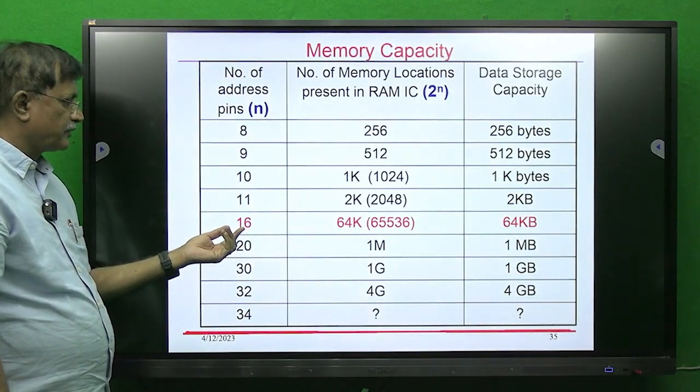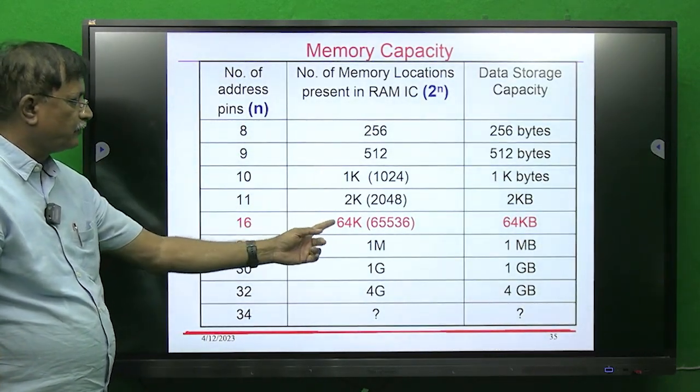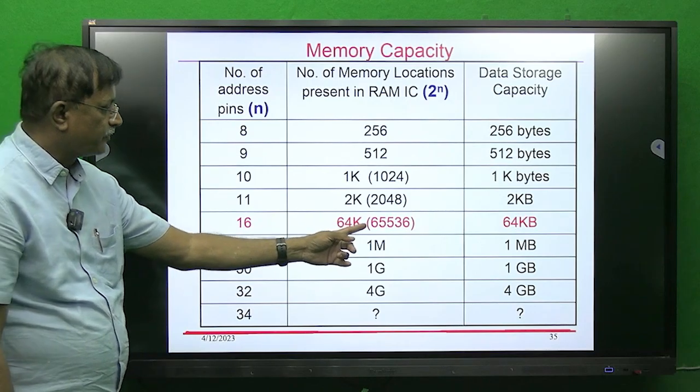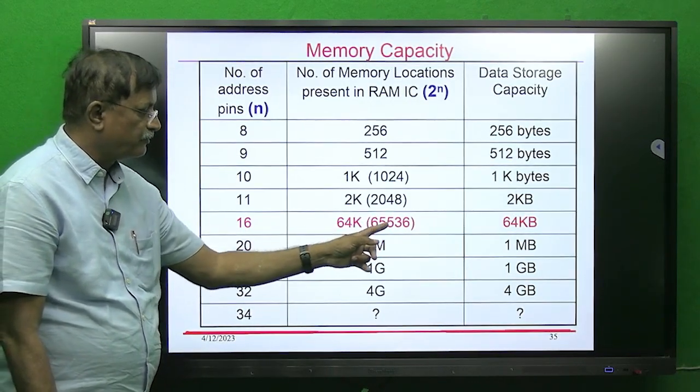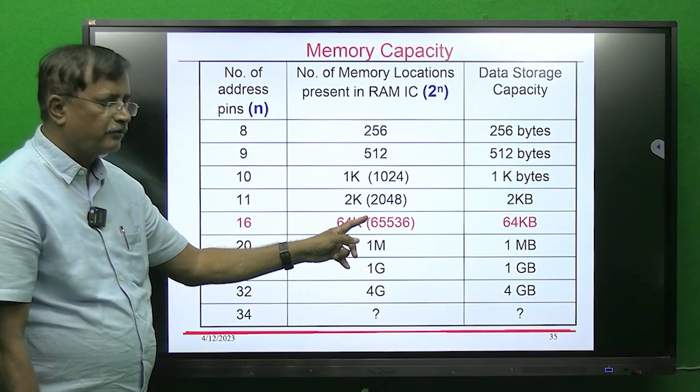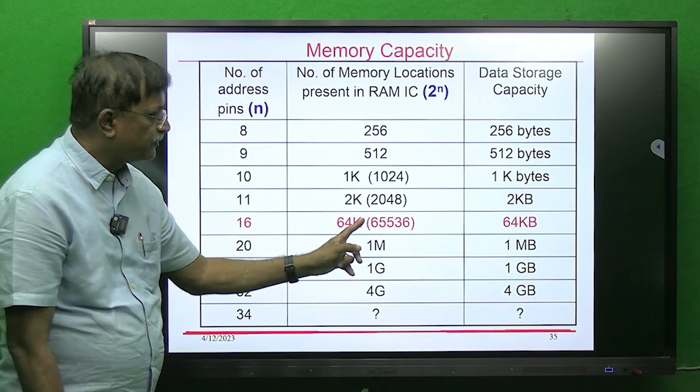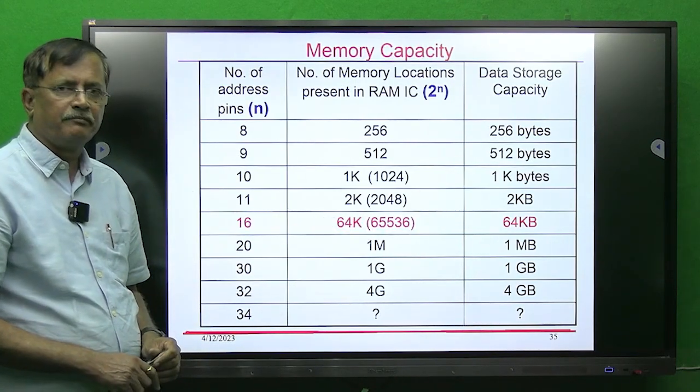If address lines are 16, then 2 raised to 16 will be 64K. It is 65,536. So that many memory locations will be there, and in each location you will store 1 byte. So the capacity of memory will be 64 kilobytes.